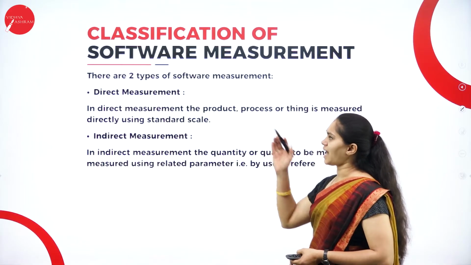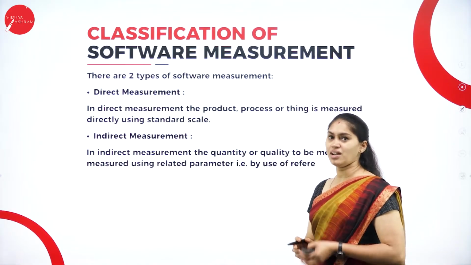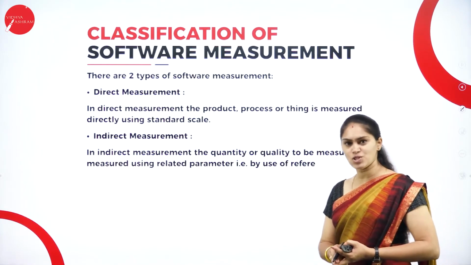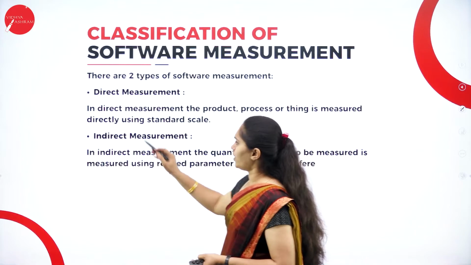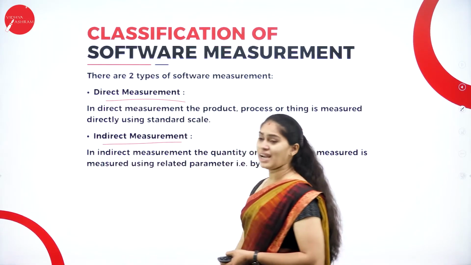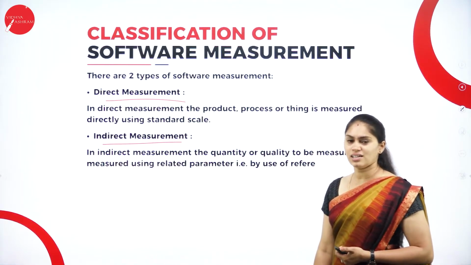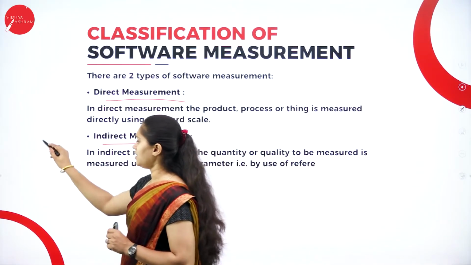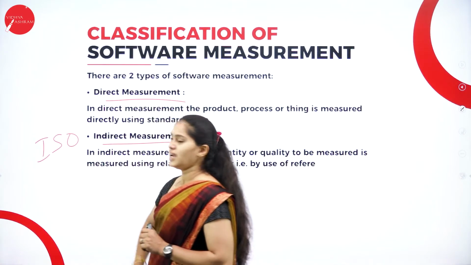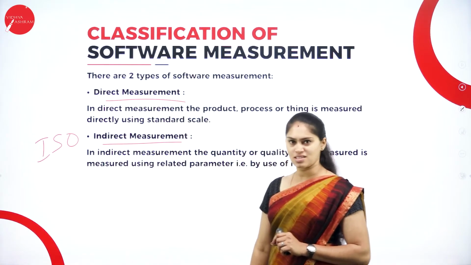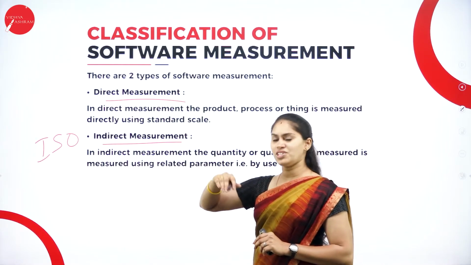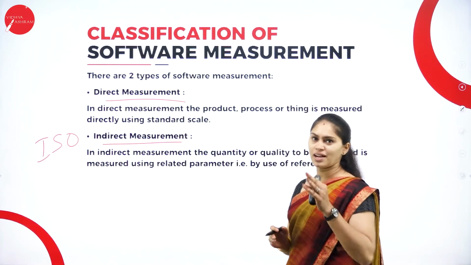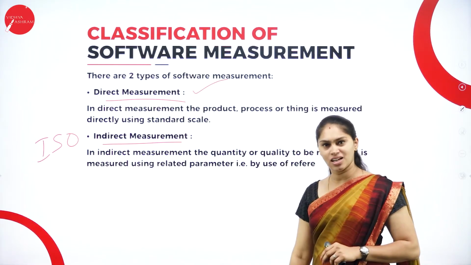Then what are the classifications we have in software measurement? How are we going to measure the quality of a software, and on what criteria? Based on that, it will be of two types: one is direct measurement and another is indirect measurement. As I told earlier, software is measured in terms of the ISO standard, the International Organization for Standardization. Whatever rule has been set by the ISO, if we measure the software based on that, then we call it direct measurement.